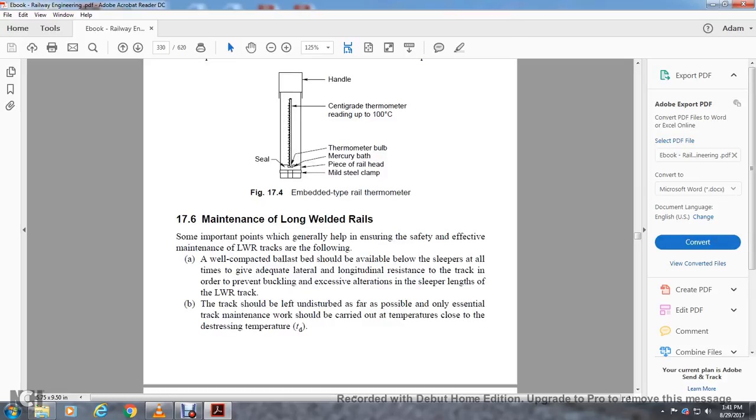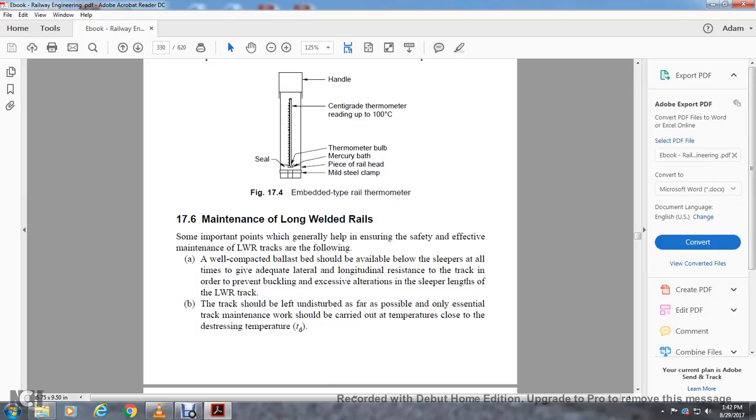Maintenance of long welded rails. Some important points for ensuring the safety and effective maintenance of long welded rails are the following. A well-compacted ballast bed should be available below the sleepers, giving adequate lateral and longitudinal resistance to the track in order to prevent buckling. Excessive alteration of the sleeper length of the long welded rail should be avoided.